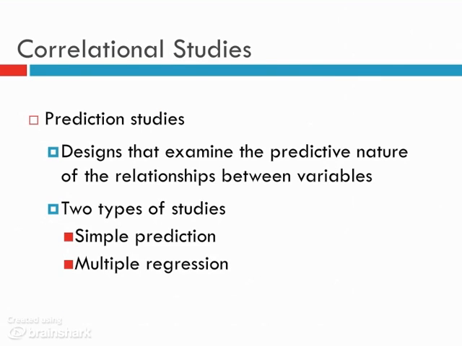So still within those correlational studies, you also have predictive studies. In predictive studies, you're looking at the predictive nature or the relationships between two different variables. So one will predict the other. There are two types of studies that you'll see. One is simple prediction and the other uses multiple regression. Both of these also come into play when you're trying to select your statistical analysis in order to understand your data once you have it all together. In the next couple of slides, you're going to see examples of both simple prediction and multiple regression further.